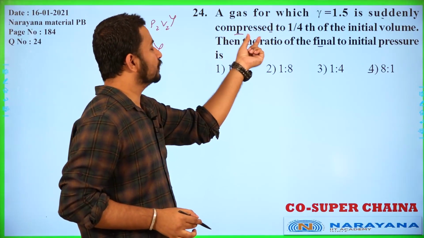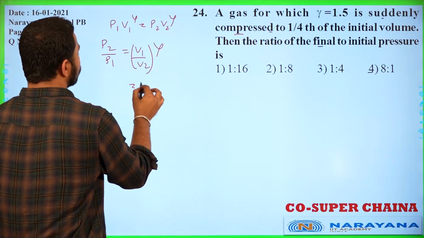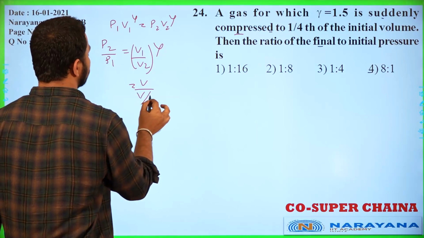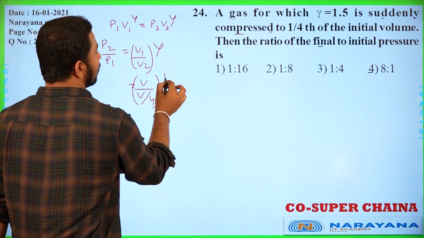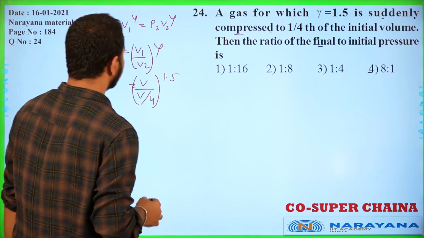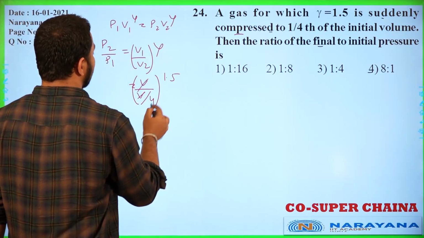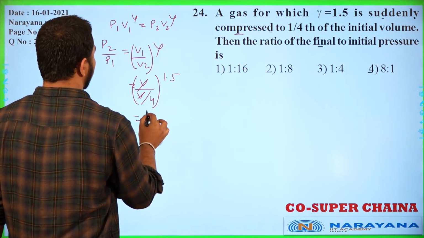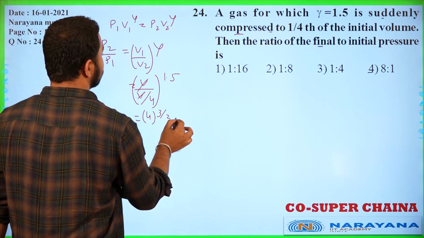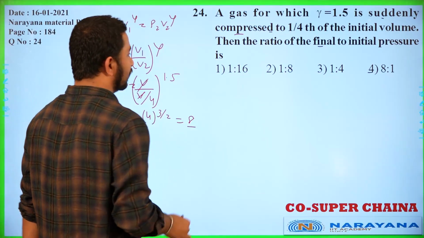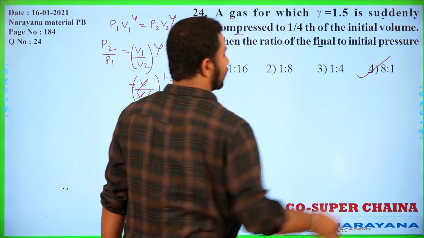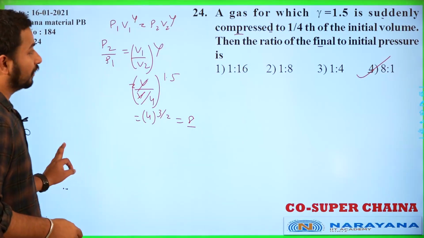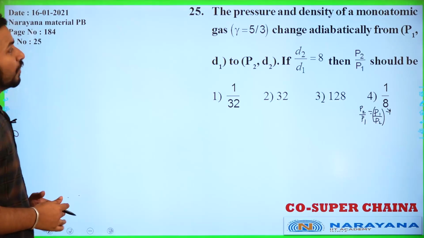It is suddenly compressed to 1 by 4th of the initial volume. So V is the initial volume, it is compressed to V by 4, and the gamma value is given as 1.5. So if you solve it here, it will come as 4 to the power 3 by 2, and if you simplify this, it will come as 8. So this 8:1 is the required answer for this question, student. So let's proceed to the next one now.